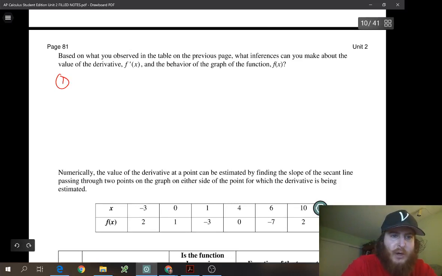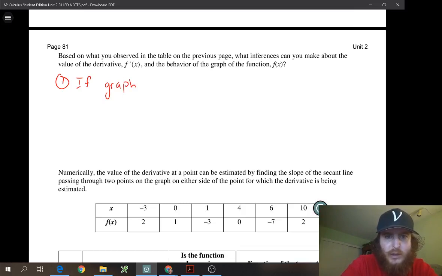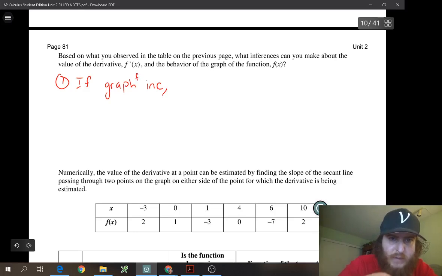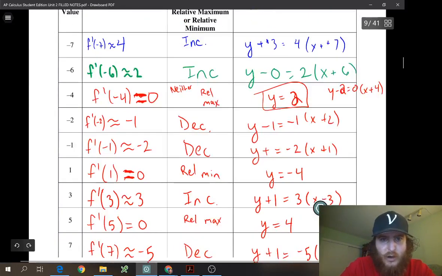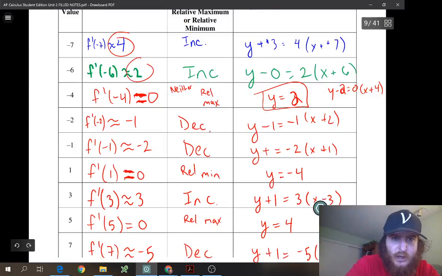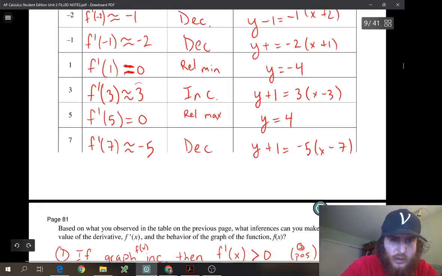So kind of the first thing that I'm noticing is that if our graph f of x was increasing, then what did we notice about our derivative? We noticed that our derivative was a positive value. So I'm going to put greater than 0. But what greater than 0 means in math is it means it's positive. Okay? So every time that we noticed that our graph was increasing, this is positive. Increasing, positive. Increasing, our slope was positive.